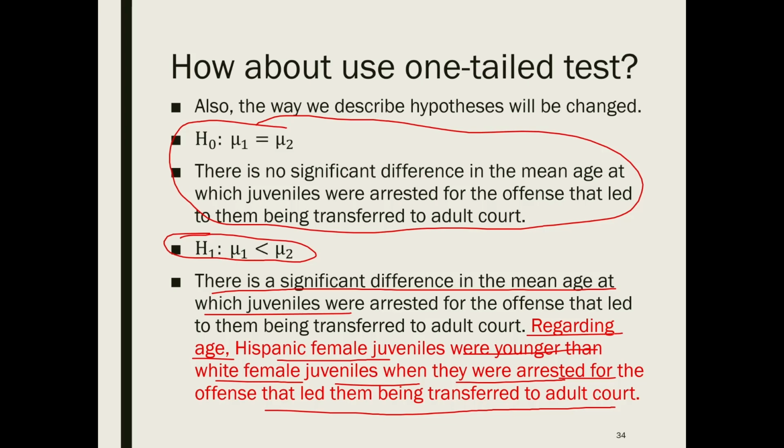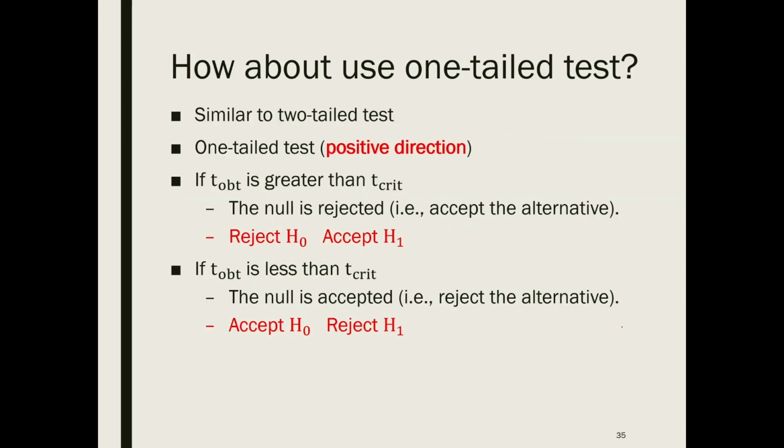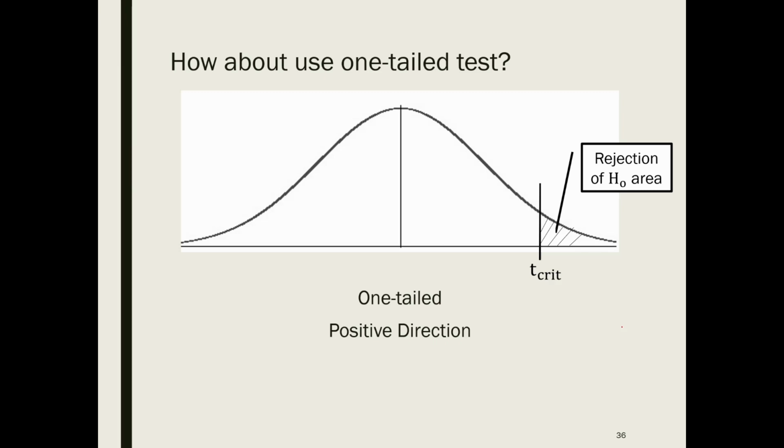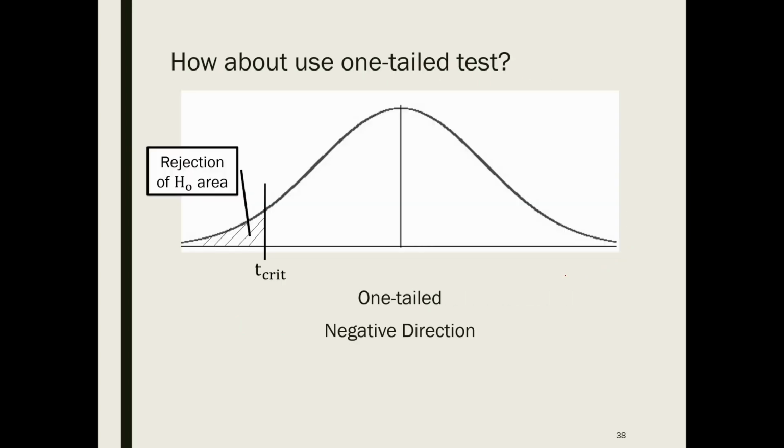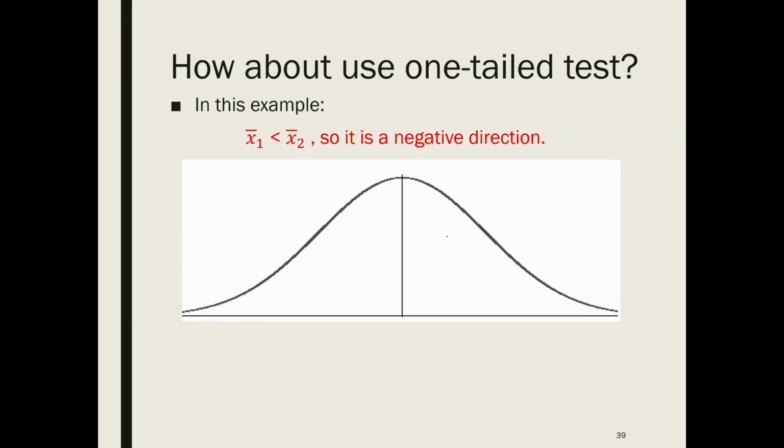Now if we reject the null hypothesis, we can make a directional conclusion based on the alternative hypothesis. So can we run this one? Similarly, if you have a one-tailed test in a positive direction, you're looking at the positive side. If you have a one-tailed negative direction, you are looking at the negative side. So what do we have? We have a negative side, so we're looking at the left side.